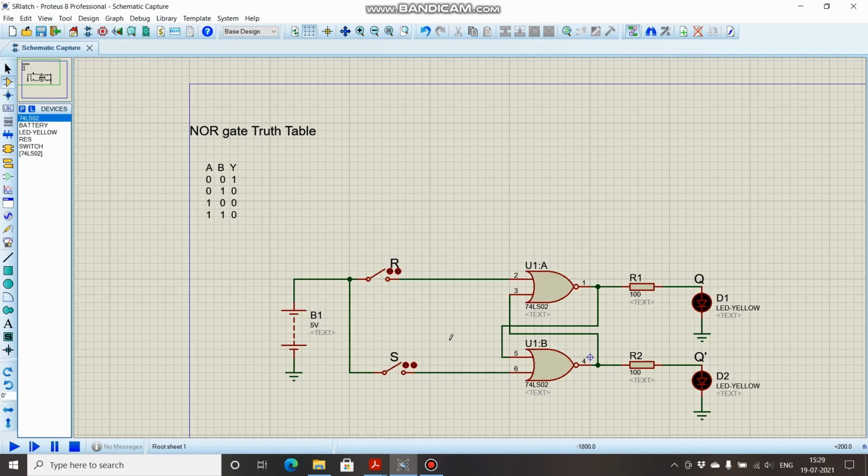We will take the first case, when R is 0, S is 1. We just saw that when either of the inputs is high, the output is always low. So when S is 1, the output of this NOR gate is definitely going to be 0. This output is connected to this input, and R is also 0, so with 0 and 0 this output will be 1, meaning Q is 1 and Q bar is 0. When Q is 1 and Q bar is 0, we call that the latch is in set mode.